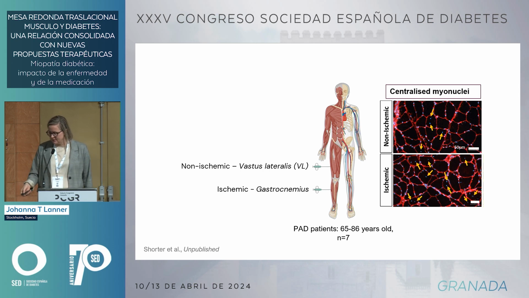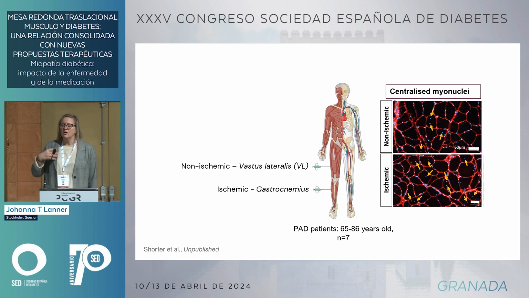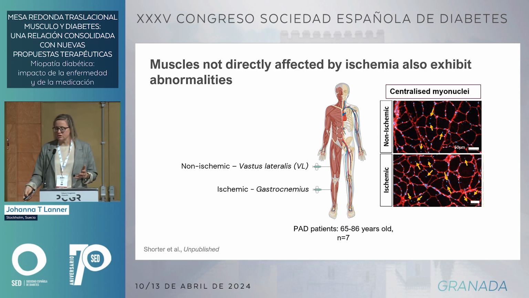But when we started to look at this, the arrows here point to the blue dots. They are cell nuclei. In healthy muscle, the nuclei should be aligned at the edge, by the red, which is the plasma membrane. But what you could see is that you have these nuclei in the center of the cell, both in the ischemic and non-ischemic. This says that muscle that is not directly affected by ischemia is also severely affected. This gives us a clue why this is also important in diabetes, because you have more of a systemic effect.